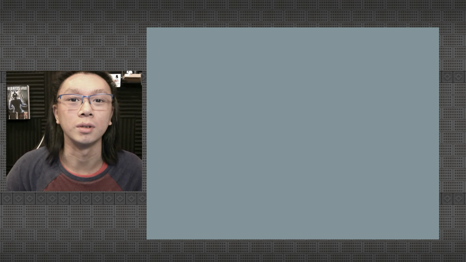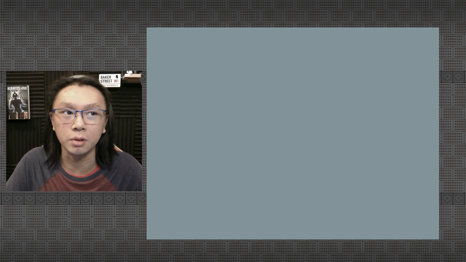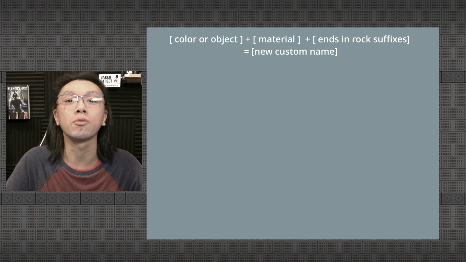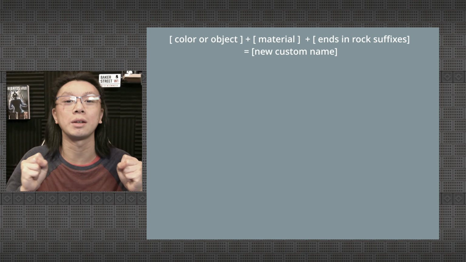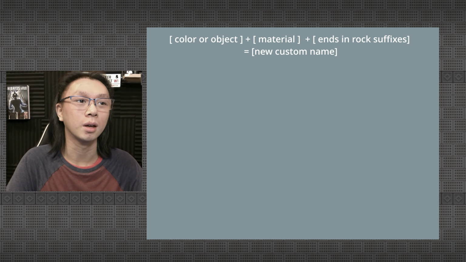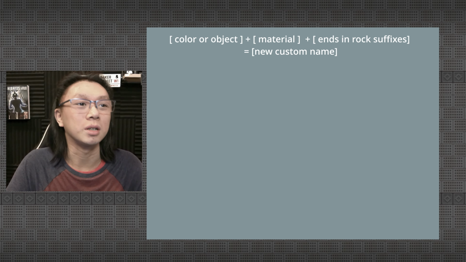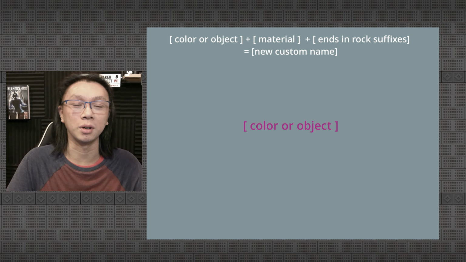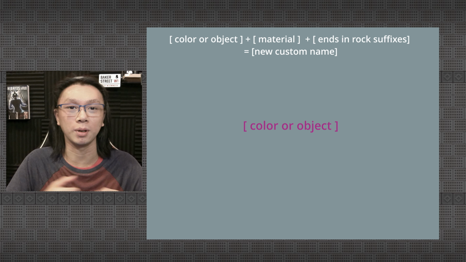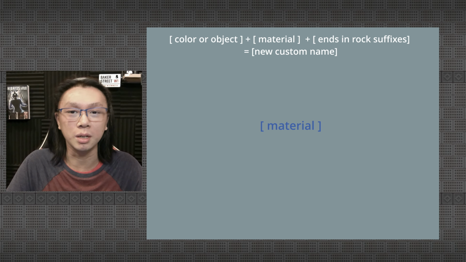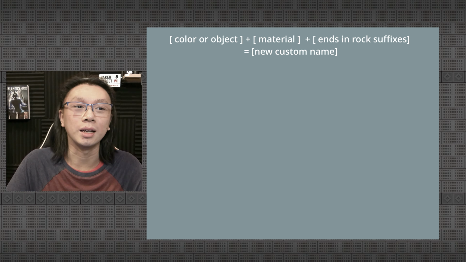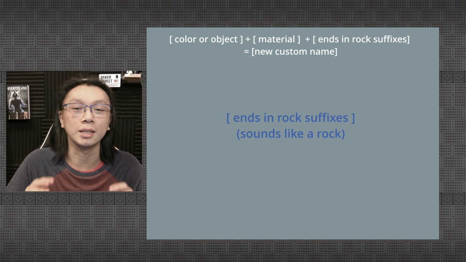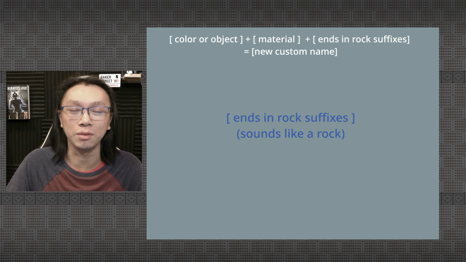So let's zoom out here onto our canvas, and I'm going to leave the equation here on the screen. This is broken up into three parts, which I made myself, and when combined, it equals that new name for your object. The first part of this equation is the color of the object, so what it looks like and how it's shaped like. The second part is the material, so what it's made out of. And the third part is that it ends in rock or it has suffixes that sound like rock.